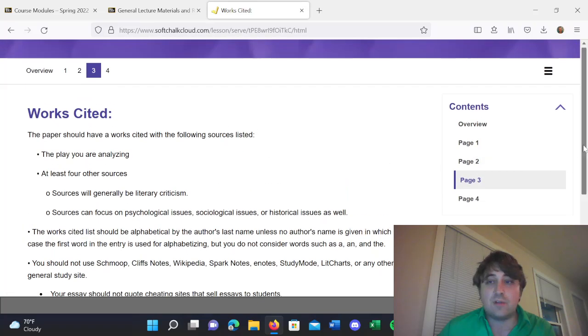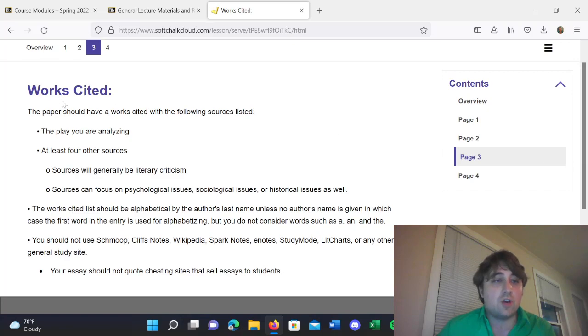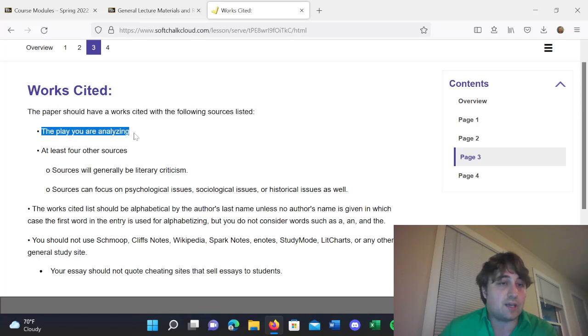All right, so these are some things to think about. The paper should have all these works cited. The play you're analyzing should be cited. Of course, right? We're writing about a play. Then we need at least 4 sources.